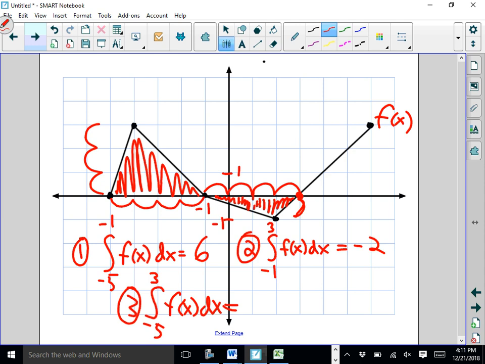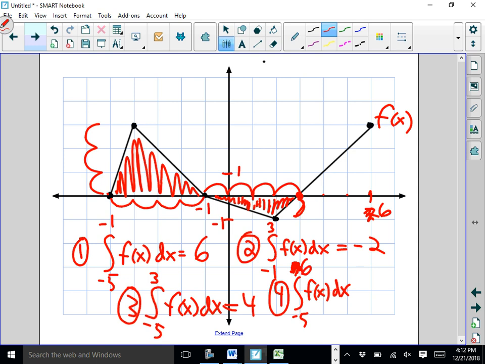Okay, my last question for you guys today. What is the integral from -5 to 7 of f of x dx? Well, that's going to start at -5 and finish all the way out here at positive 7. Let me make sure that's actually 7. 1, 2, 3, 4, 5, 6. Oops, sorry, that's 6. Let's do this to 6. My bad.